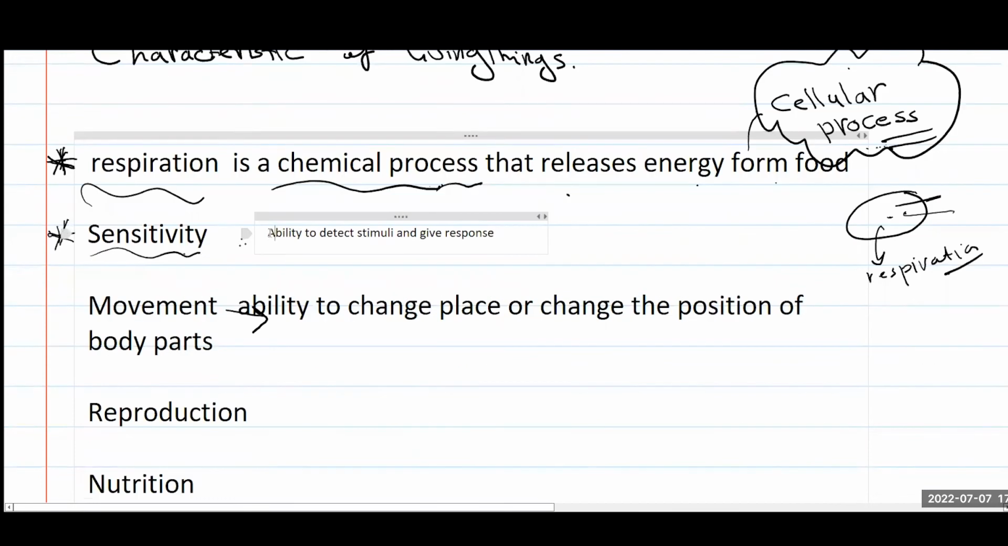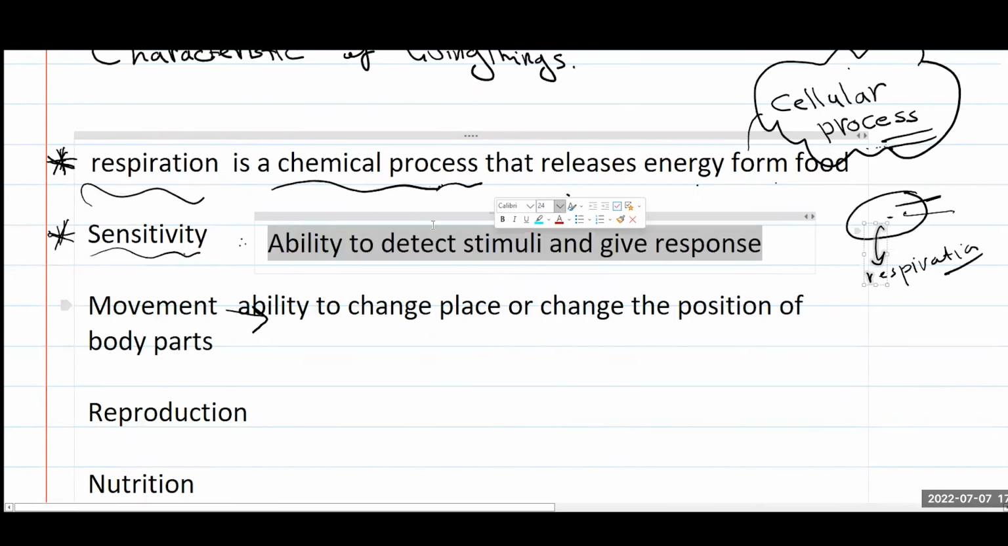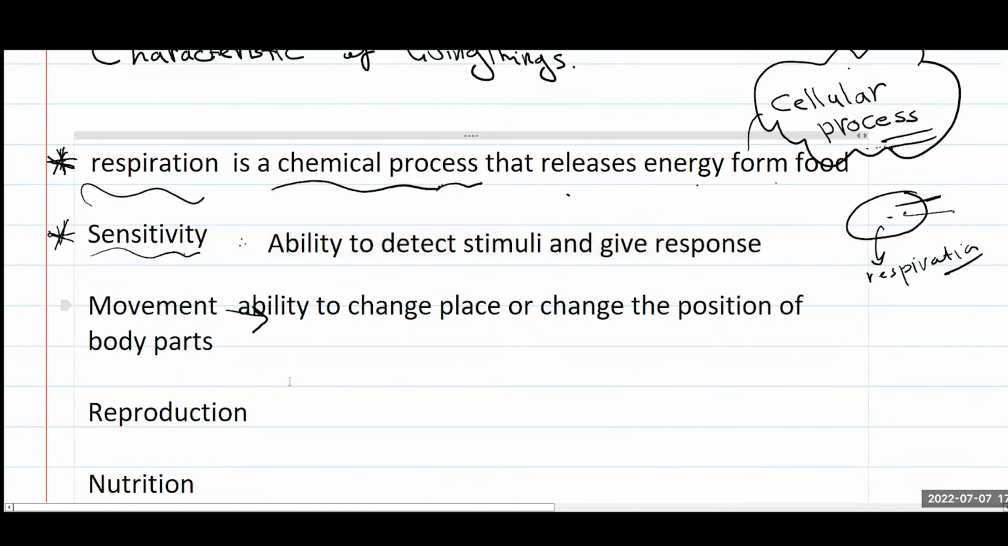What about reproduction? Who can define reproduction or write it to me in the chat box or say it orally? You can talk. I'm giving you a chance to unmute yourself. Who can define the word reproduction? Yeah, but you said types of reproduction, sexually or asexually.